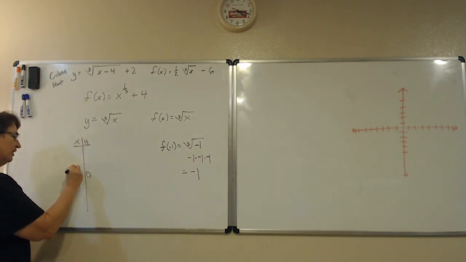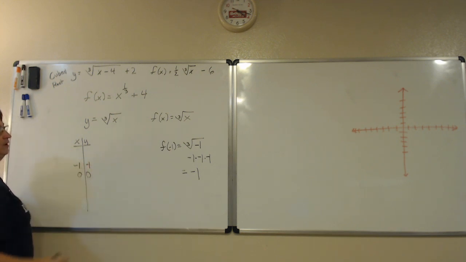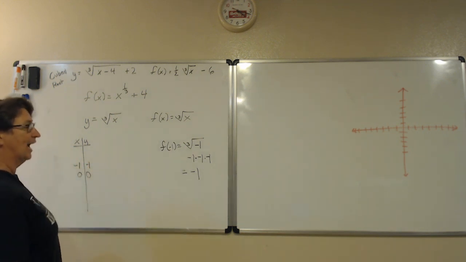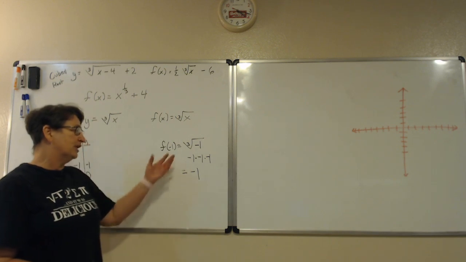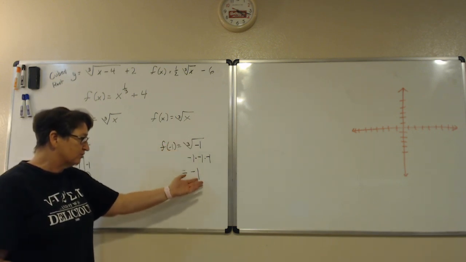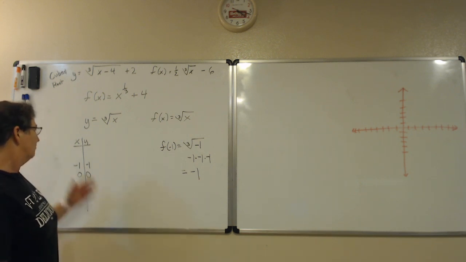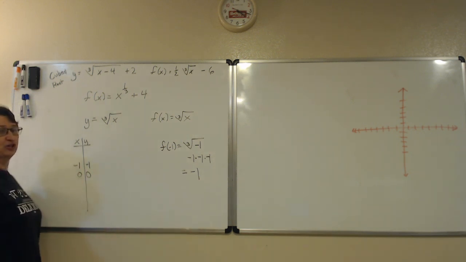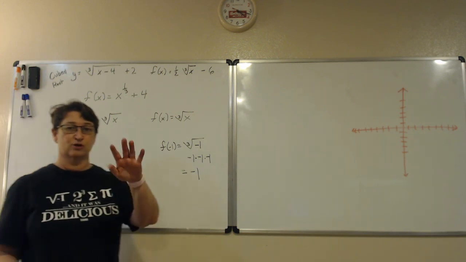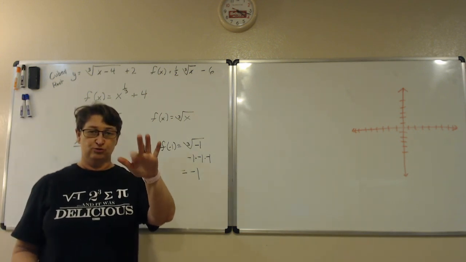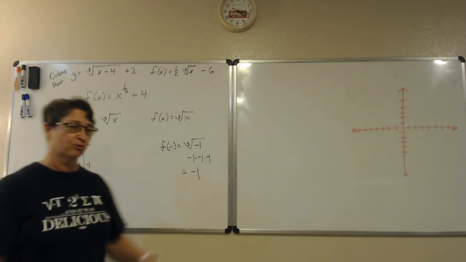So I can put in a negative number. I can put in a fraction. I can put in any real number I want to, and I'm going to get out a real number. So because of that, I usually use those same 5 ones. Usually we've been doing -2, -1, 0, 1, and 2.